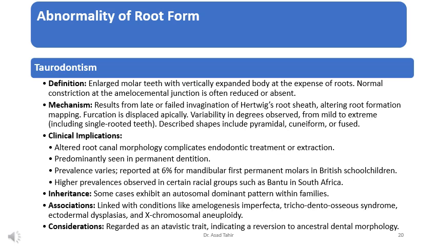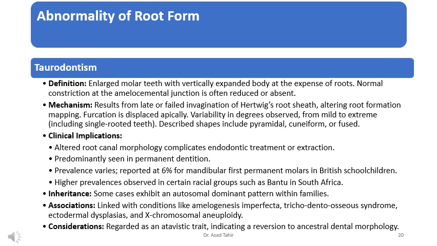Described shapes include pyramidal, cuneiform, or fused. Clinical implications: altered root canal morphology, complicating endodontic treatment or extraction. Predominantly seen in permanent dentition. Prevalence varies, reported at 6% for mandibular first permanent molars in British schoolchildren. Higher prevalences observed in certain racial groups, such as Bantu in South Africa.